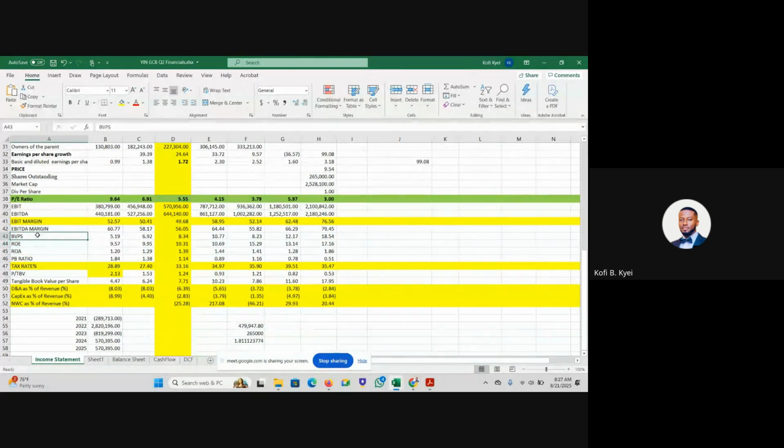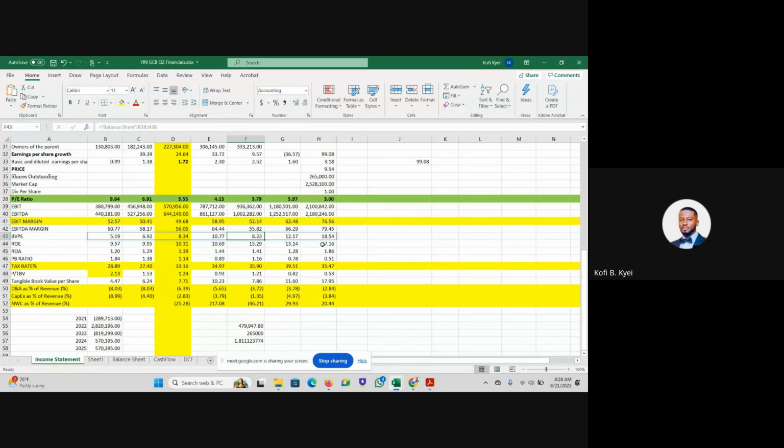ROE, book value per share from 2021, even 2025, it is 18 cedis 54. This is a huge discount versus the share price on the market. If the book value is 18 cedis 54, it tells you that the stock is hugely trading at a discount. 2024, 12 cedis 17 pesewas, 8.23 and so on.